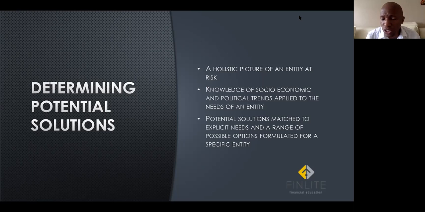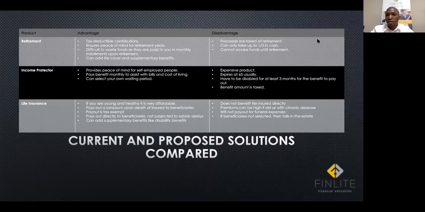And then we look at the potential solutions that are matched to explicit needs, and the range of possible options formulated for a specific entity. A typical example of the potential solutions that we can recommend to a client. Here we have retirement, for instance, as a potential solution, depending on what you have assessed and what you found based on your assessment.